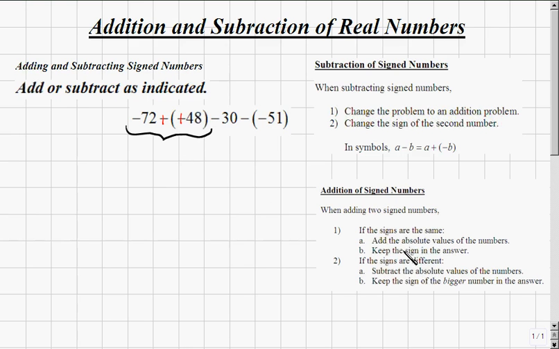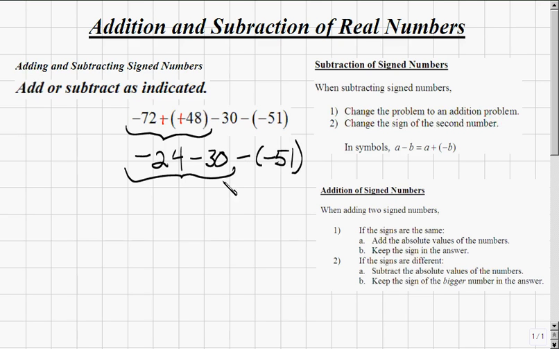In adding signed numbers, if the signs are different, we'll subtract the absolute values of these numbers and keep the sign of the bigger number. So 72 take away 48 will become 24. And since 72 is bigger, the sign will be negative. So negative 72 plus 48 is negative 24. From this, let's subtract 30 next, and finally subtract a negative 51 from that answer.